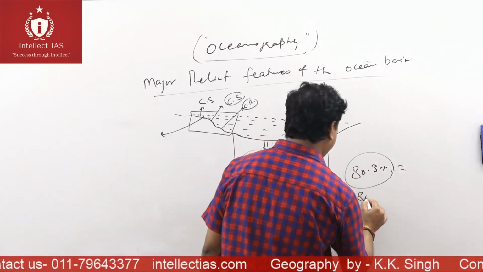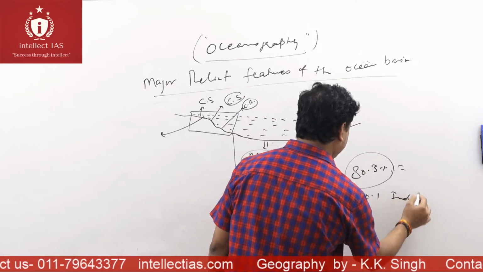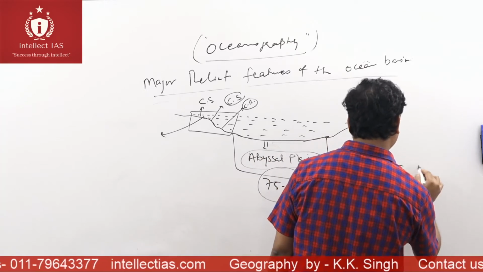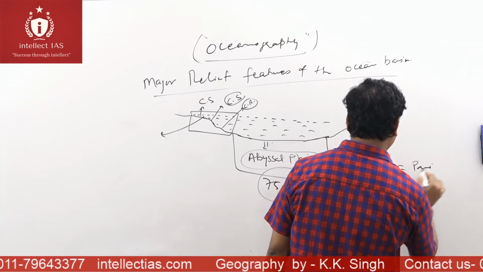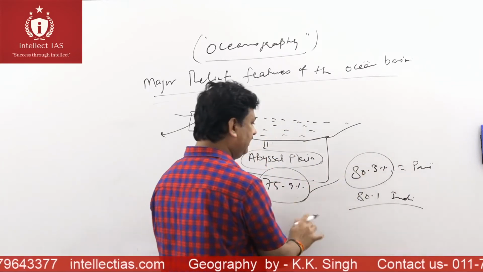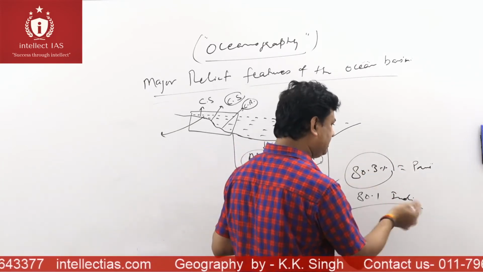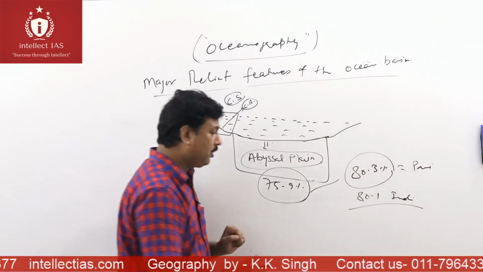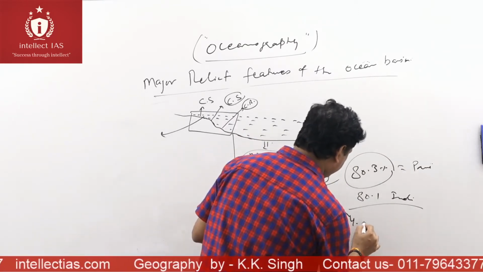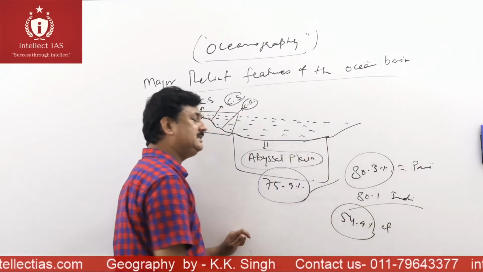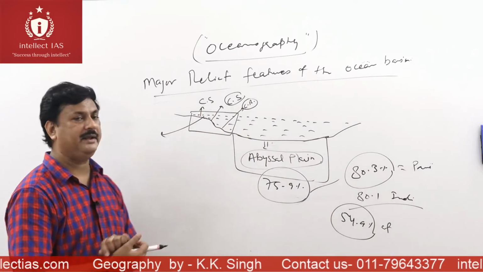80.1% of the Indian Ocean is abyssal plain, but only 54.9% of the Atlantic Ocean is under abyssal plain.